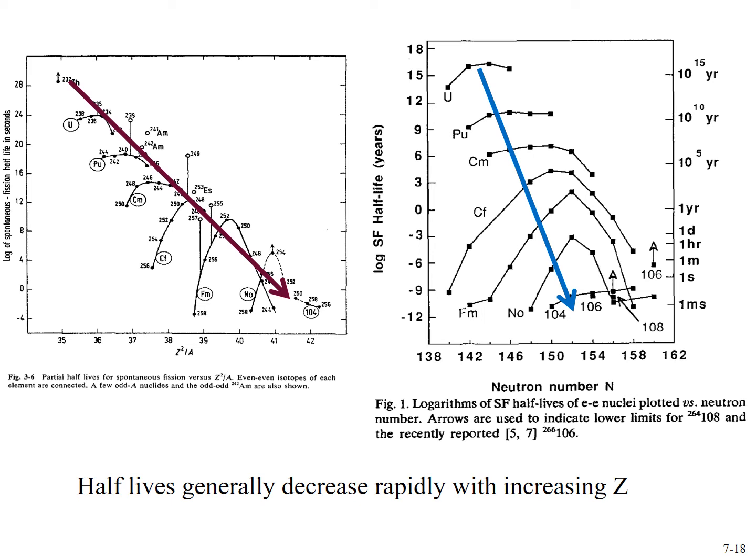Here's another example of how the half-life changes as a function of neutron number, for isotopes grouped into their elements. We definitely see this trend as we go from uranium down to element 108. We see a definite decrease in spontaneous fission half-life.